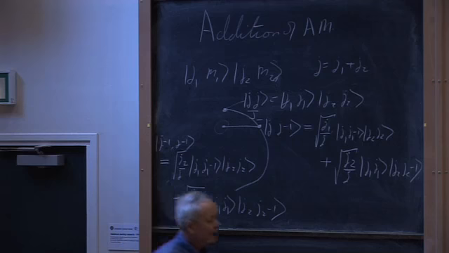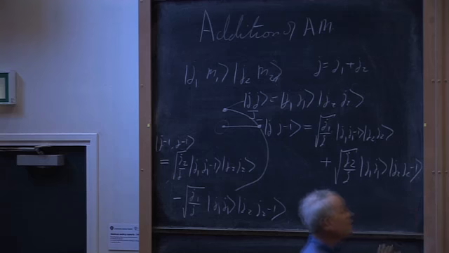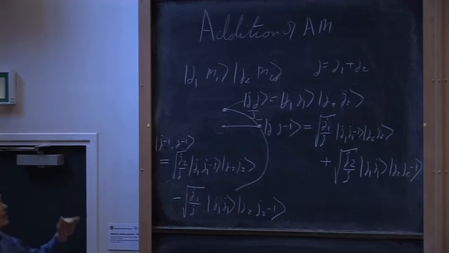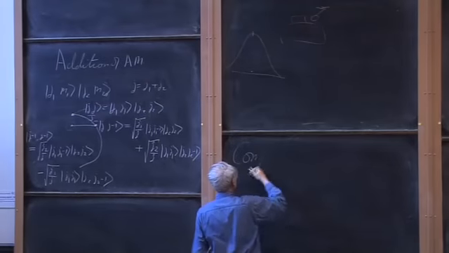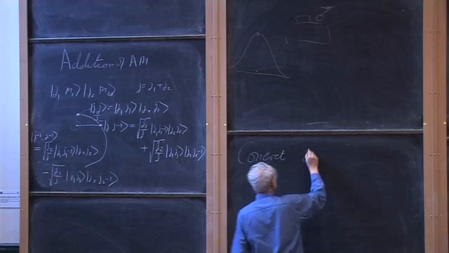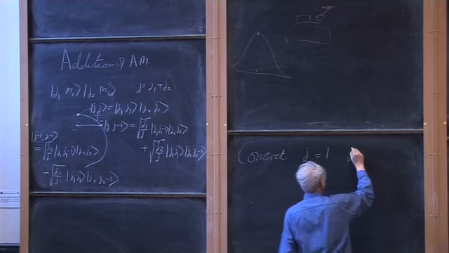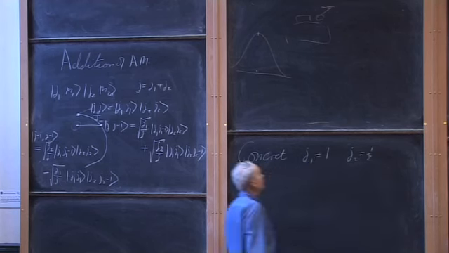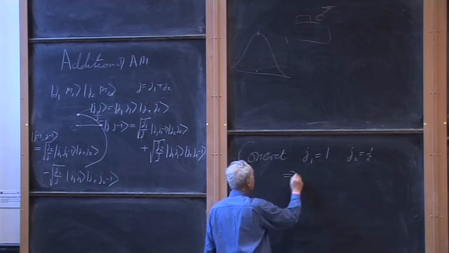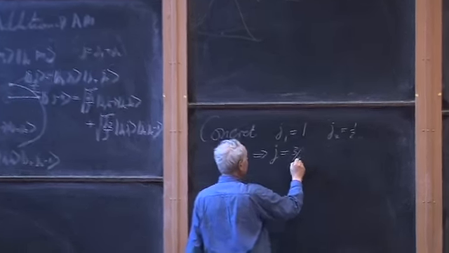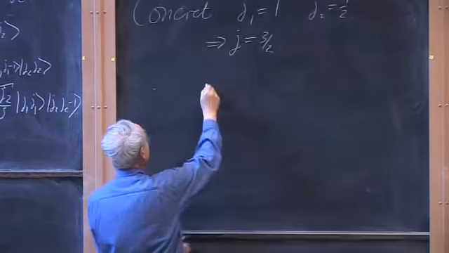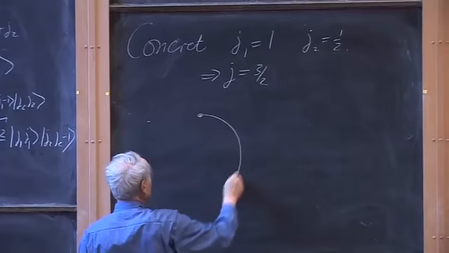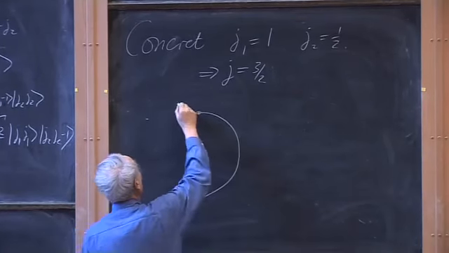So let's try and clarify this strange situation. Well, get used to it, I suppose, is the state of affairs, by doing a concrete example. What does it look like in the very important case that J1 is 1 and J2 is a half? That means, obviously, that J, the maximum angular momentum we can get, is 3/2. And we're going to have a diagram now that looks like this. So that was all in general. Now we can say more concretely what we're going to have.